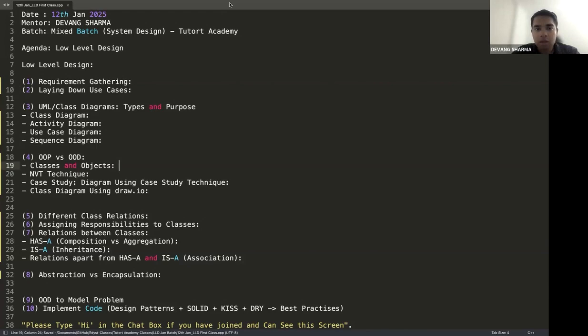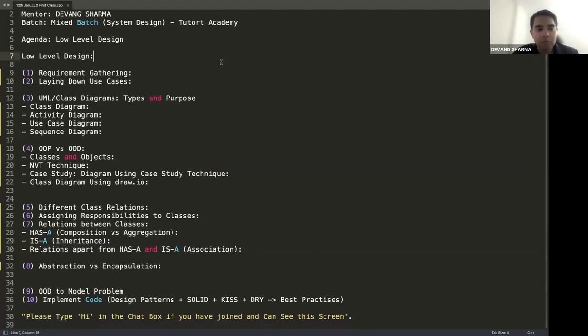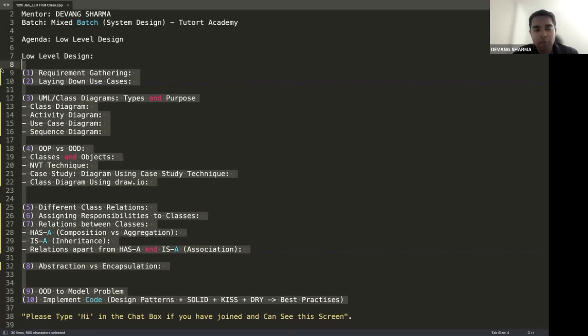Anyways, before I move forward, let's quickly start with what we are going to discuss as part of this low-level design course. Set the agenda. This is the very first class of low-level design. In this course, we'll talk about multiple things. I'll write down the agenda again, but just to give you an overview, this is what we'll be discussing as part of this low-level design. There's going to be roughly 10 to 12 classes in total.